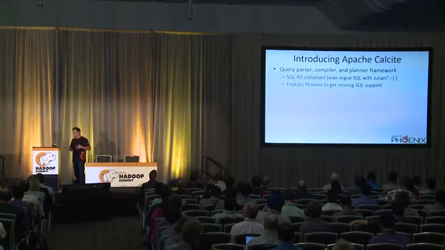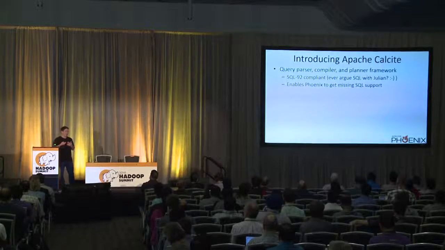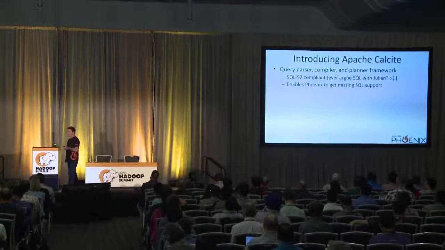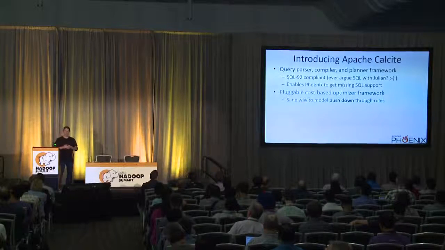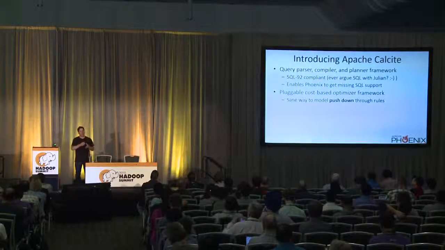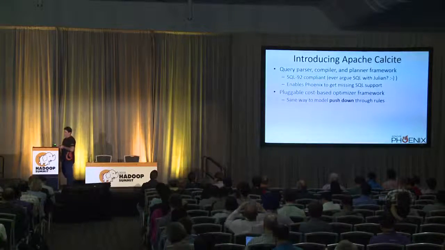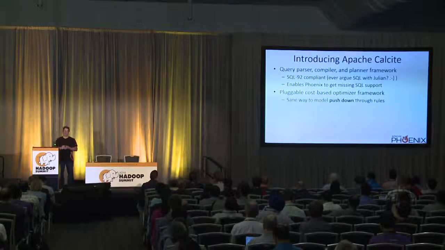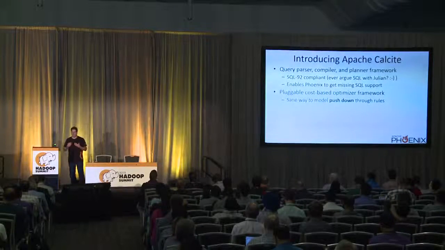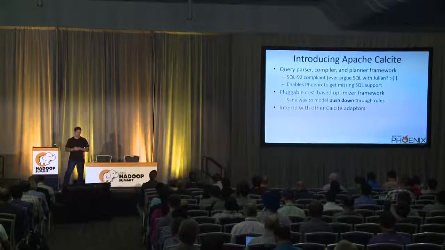It's a query parser, compiler, planner, and optimizer. It's already SQL 92 compliant, and so right out of the box, it enables Phoenix to get the rest of the way there to SQL 92 compliance, which is really cool. It's also pluggable. That's its whole reason for existence. As an adapter to Calcite, you plug in your cost rules. Then Calcite looks at all the possible plans that can satisfy a query and essentially picks the best one. So from our point of view, it's a sane way to do pushdown by defining your rules outside of the plumbing, which is a really powerful concept.